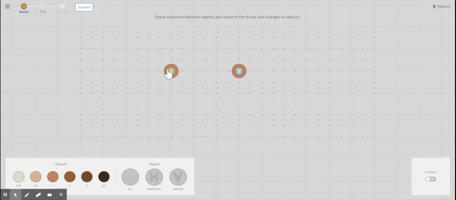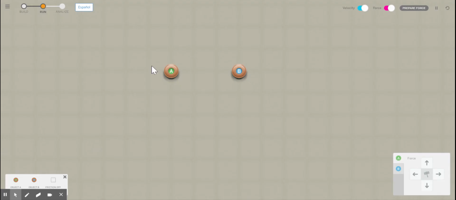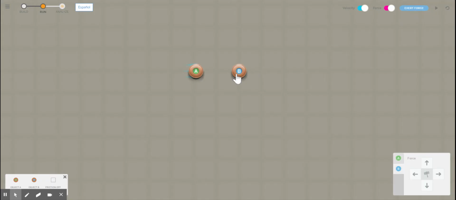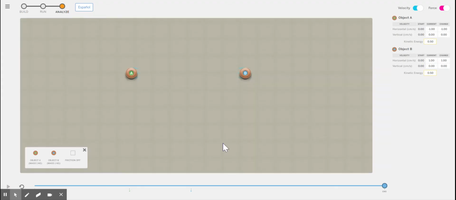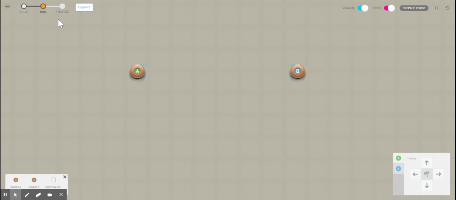So I'm going to actually now test having them both move at each other. So I'm going to have them both moving in opposite directions. And I can see they're moving away from each other with the same speed.